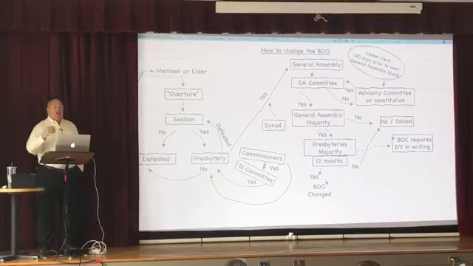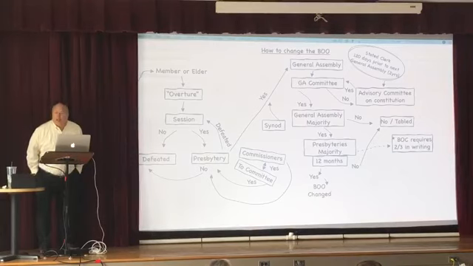And that's how you change the Book of Order. I'll give you all copies of this. Any questions on that? Are you all confused? Are you asking yourselves, how in the world do we get anything done? Well, we call it doing things decently and in order.